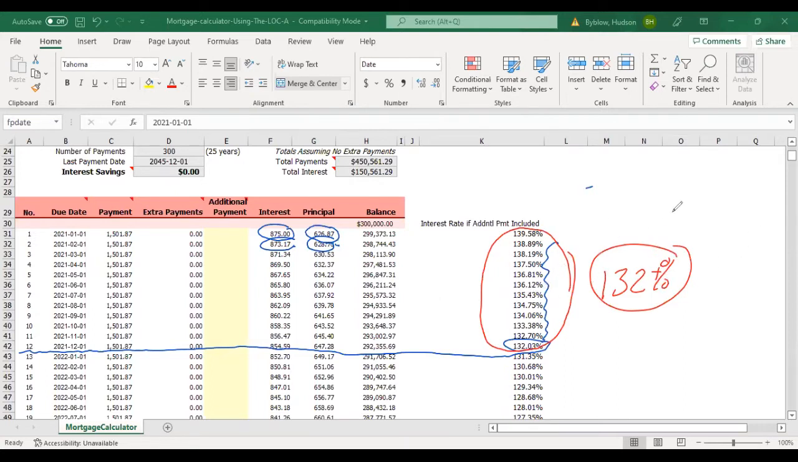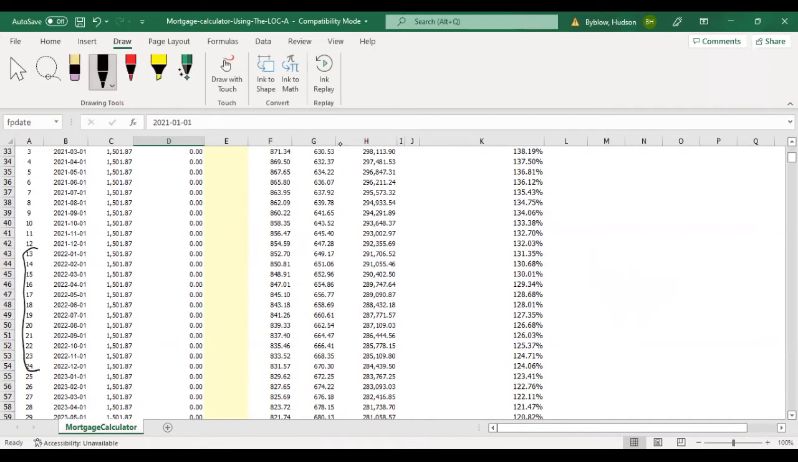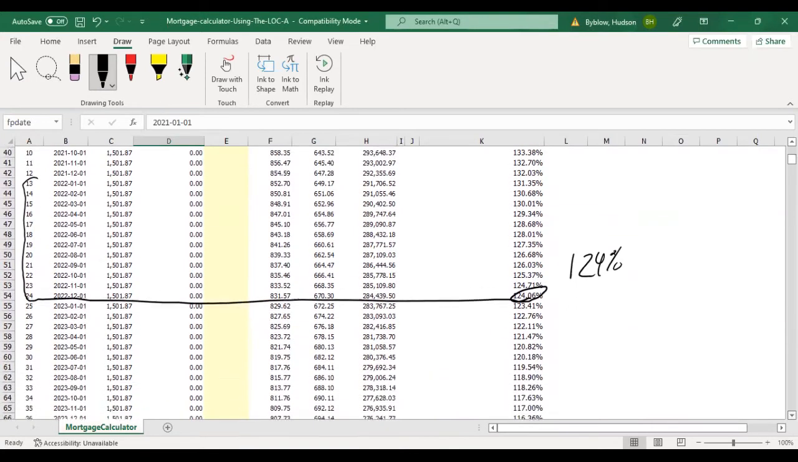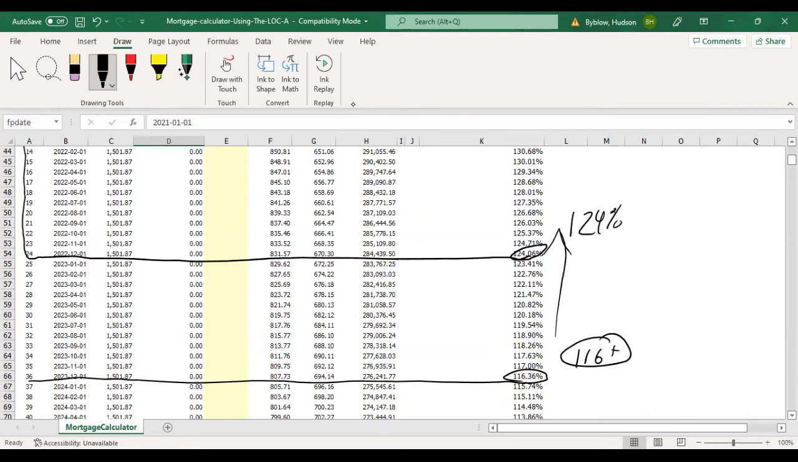Okay, so let's continue to scroll down and see 13 to 24. After 2 years, the lowest interest rate you're paying per payment is 124%. Yikes. And if we go down further to month 36, the lowest is 116%. So that's the smallest interest rate you're paying per payment. Everything's higher. And on and on.